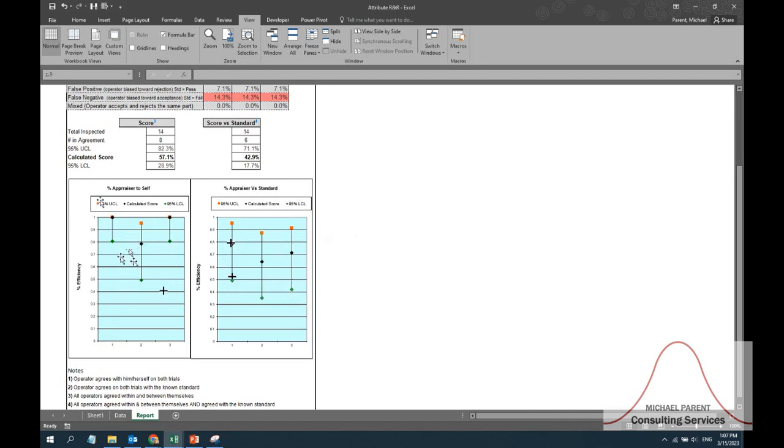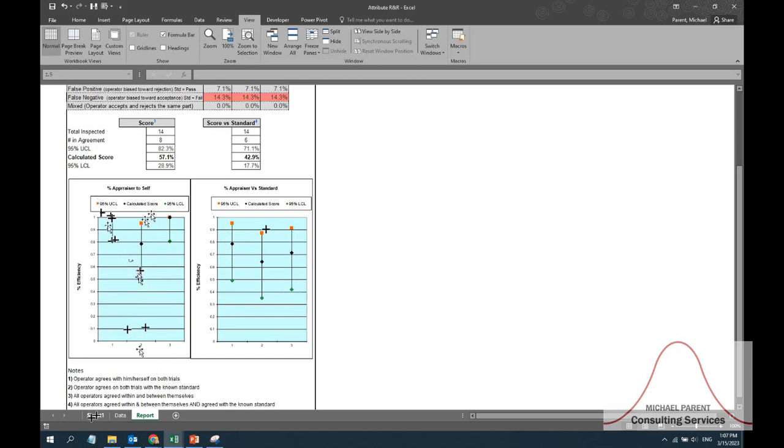And then the operators to self, we can see that operator 2 has a lot more variation than everyone else. See how these are much smaller? At worst, they're 80%, and at best, they're in total agreement, 100%. But operator 2, at worst, they're 50%, and at best, they're just shy of 100%. So what we would say here is that our measurement system is great from a standard perspective.